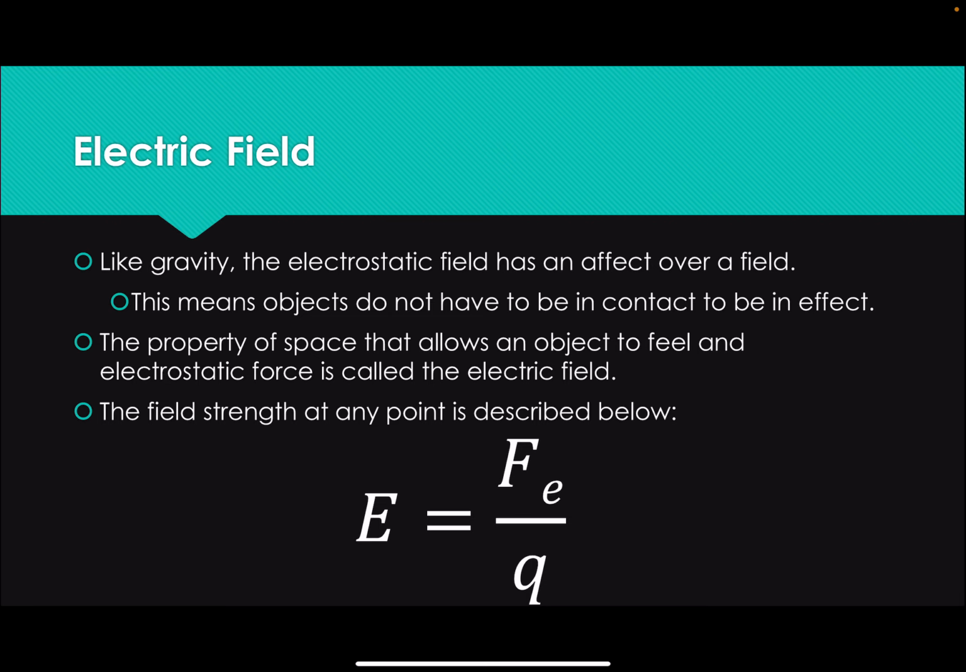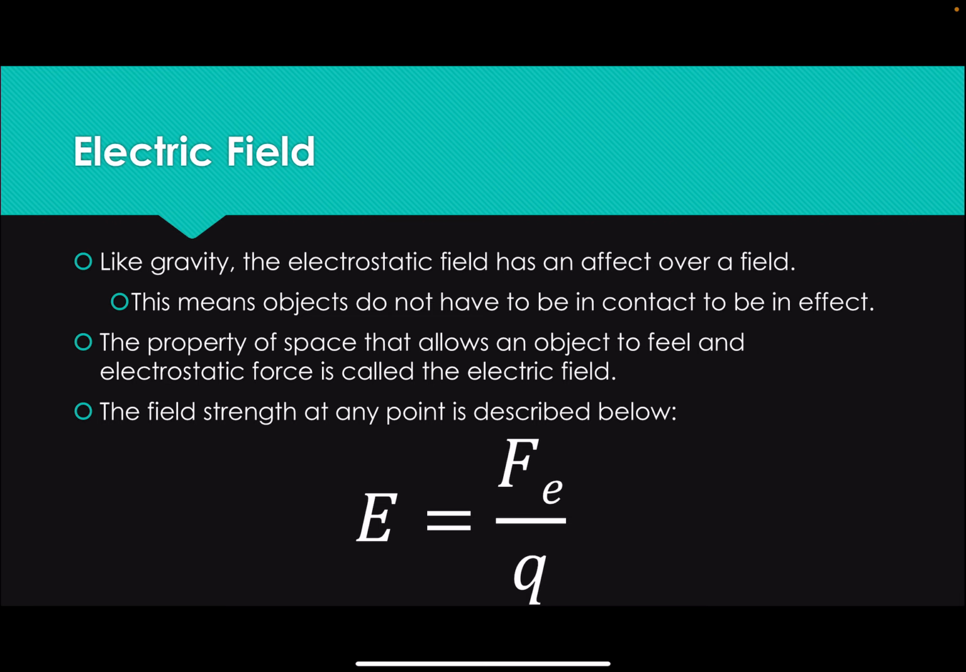Kind of like gravity, when we discussed gravitational fields a little bit, we didn't really get into the deepness of them. But you probably have an idea of what a gravitational field is. Gravity exists over an area. The further you get from Earth, the less gravity you have, but it still affects this entire space. Similarly, the electrostatic force is exerted over a field, okay? And so this means that objects don't have to be in contact to be in effect.